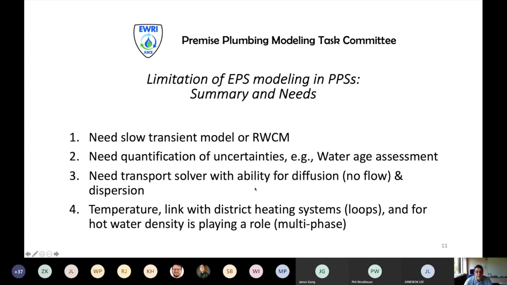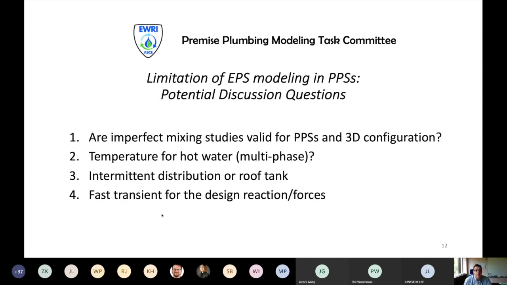We believe that the molecular diffusion should be assessed in the model as well. And the temperature is very important. So here are some questions that we would like to discuss if there is time and if people have experience with this. This is about the imperfect mixing inside the premise plumbing systems.